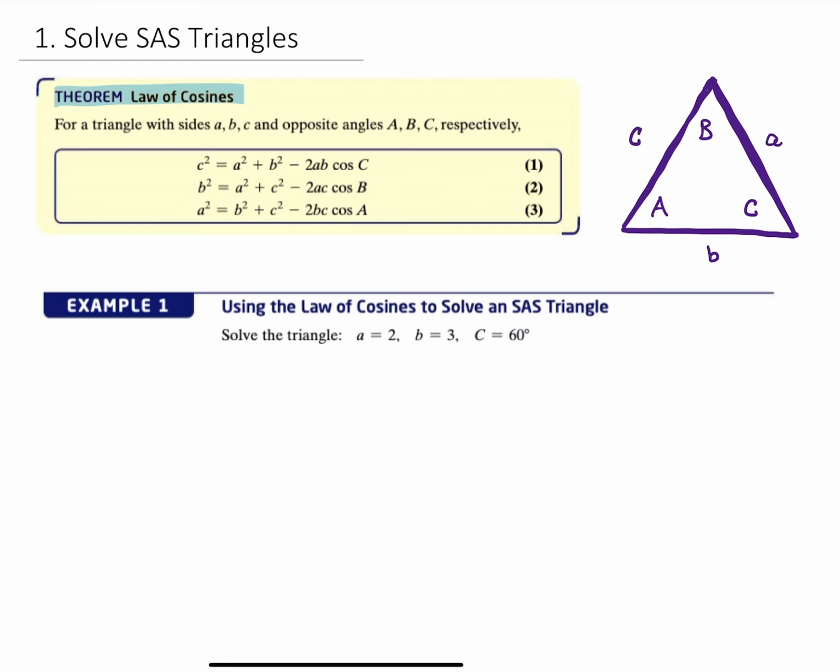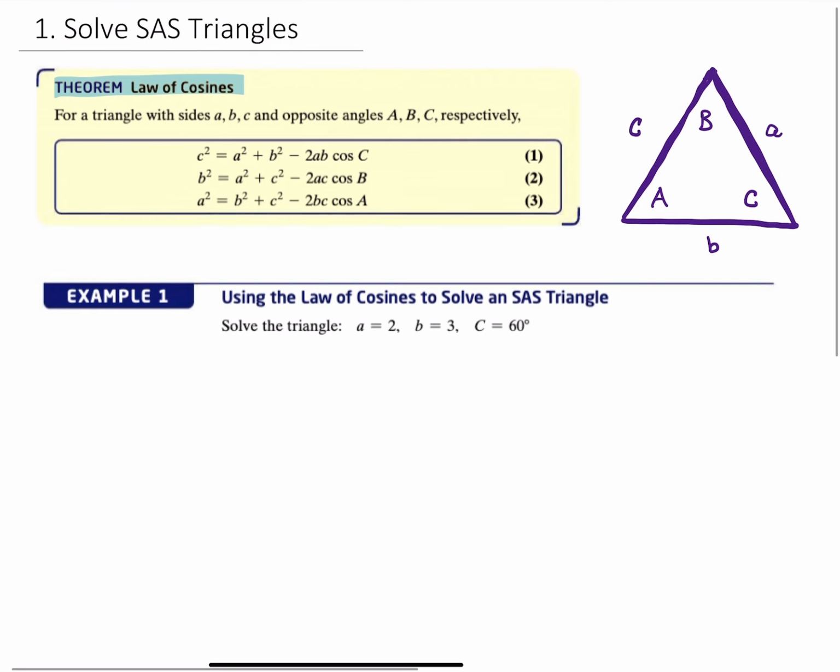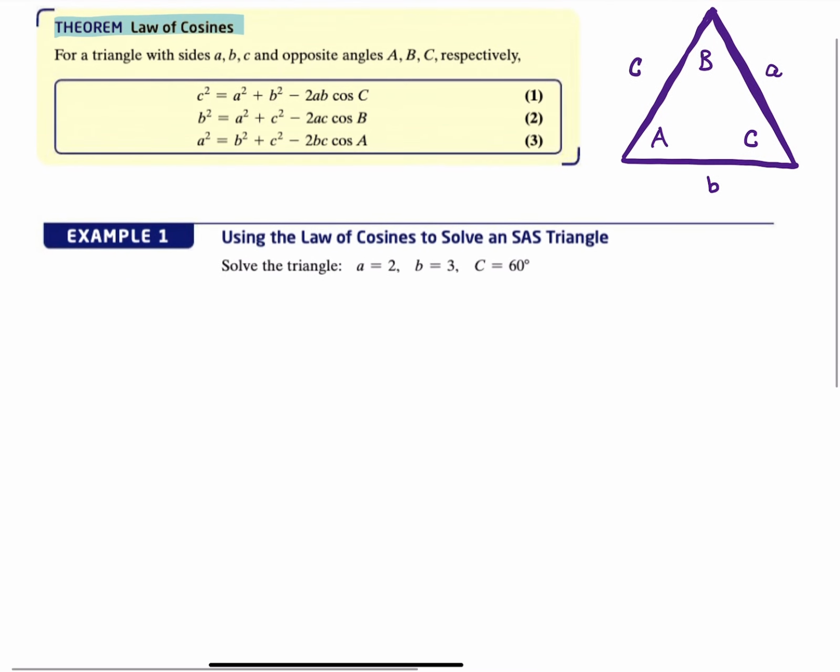All right, let's just go through a few examples and practice using this in context. So our first example gives us two sides and one angle. And this was the one that kind of gave us trouble with the law of sines, where we had potentially two triangles to choose from. So let's apply one of these law of cosines formulas, and we'll see which one we should choose.